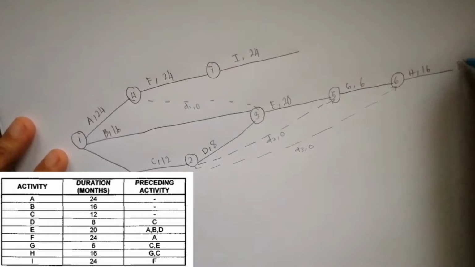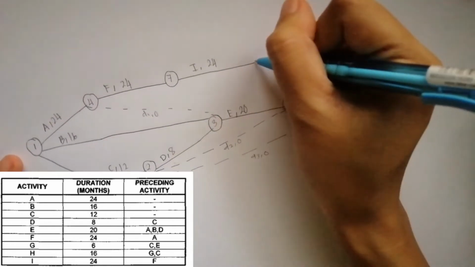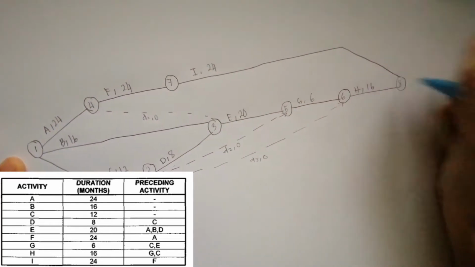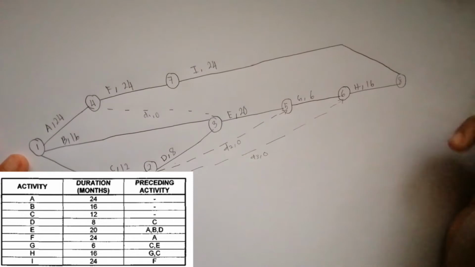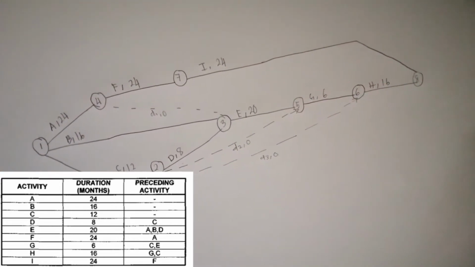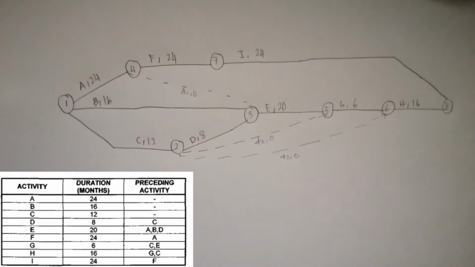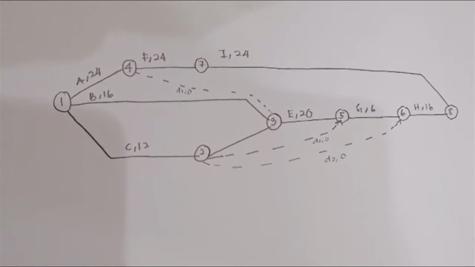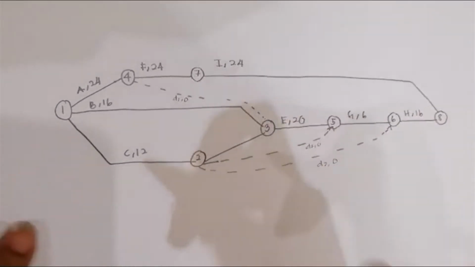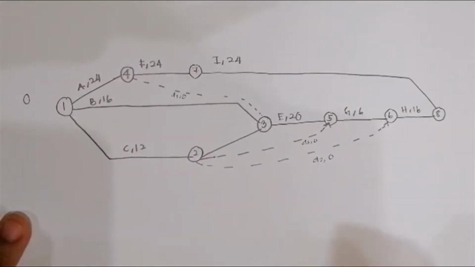And then we put the number 8 here. So it is at the end of the network, and connect the I to number 8. And this is the network for October 2008. We have to calculate EET and LET for each event. Okay, first we have to put 0 here because it is the beginning of the event.